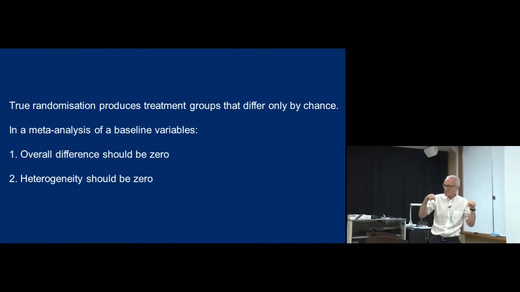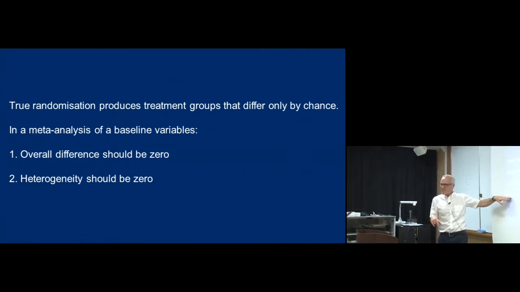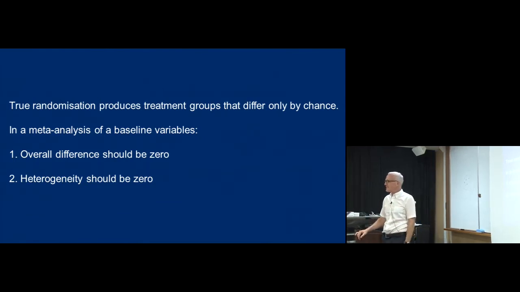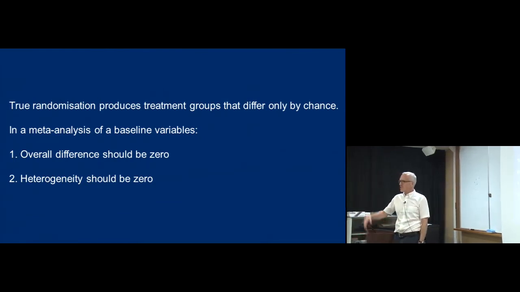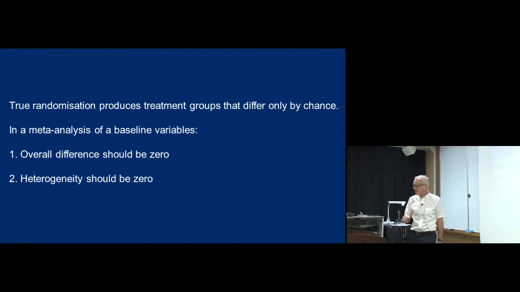We're actually doing a meta-analysis of the baseline variables, yeah? And we shouldn't see any average difference, should we? And we shouldn't see any heterogeneity over and above chance. Do you know what heterogeneity is, everybody? Heterogeneity is variability over and above chance. Callistus? So you shouldn't see any overall difference and you shouldn't see any heterogeneity.